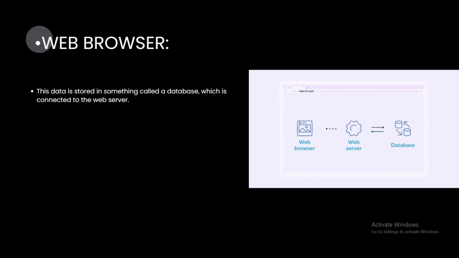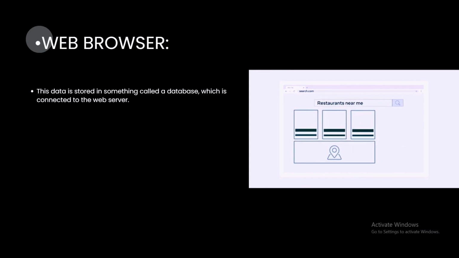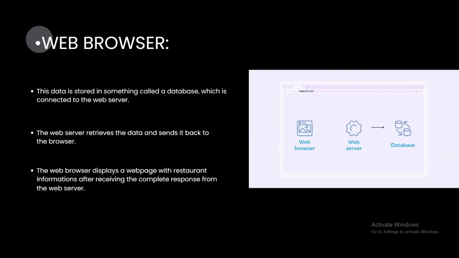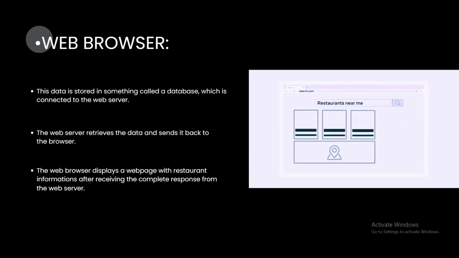This data is stored in something called the database, which is connected to the web server. The web server then picks up the data and sends it back to the browser. When the web browser receives the full response from the web server, it again renders a visible web page with links to some restaurants, a map showing nearby locations, and more related information such as reviews, lists, and even reservation.